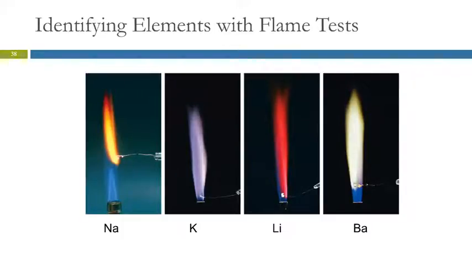A very low-tech way of identifying elements is a flame test. You take an inert wire and dip it in a solution of sodium and heat it up, and you get this bright orange-yellow color. That is characteristic of sodium. With potassium, you get this lovely lavender-colored flame. Lithium gives this intense red, and barium kind of has a greenish color to it. The color that we are seeing in these flames is the combination of those individual lines that are being emitted. So the color depends on the specific combination of lines.